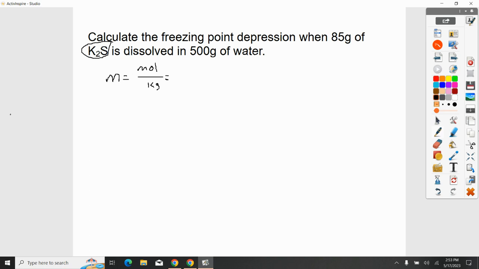So potassium is 39.1. We have 2 of those, plus 32.07 for sulfur. So 110.27. To find my moles, it's 85 grams times 1 mole over the formula mass, so 1 mole over 110.27. I'm just going to use 110. So 85 divided by 110 is 0.77. Let's just go ahead and call it 0.8. That's the number that goes on top.